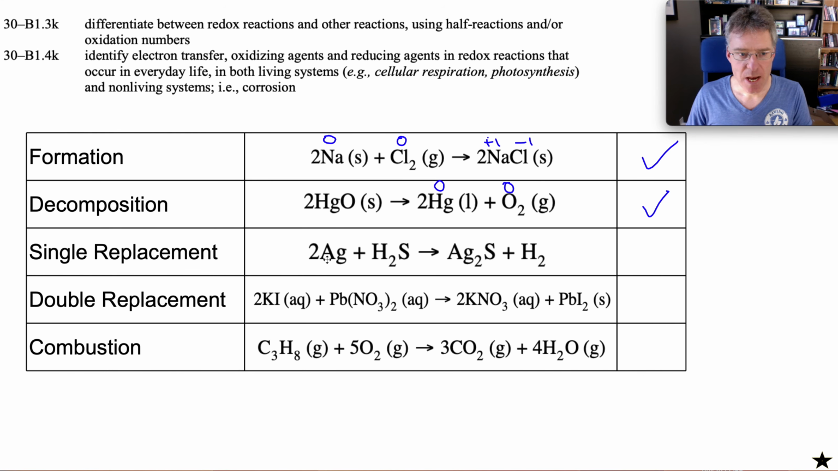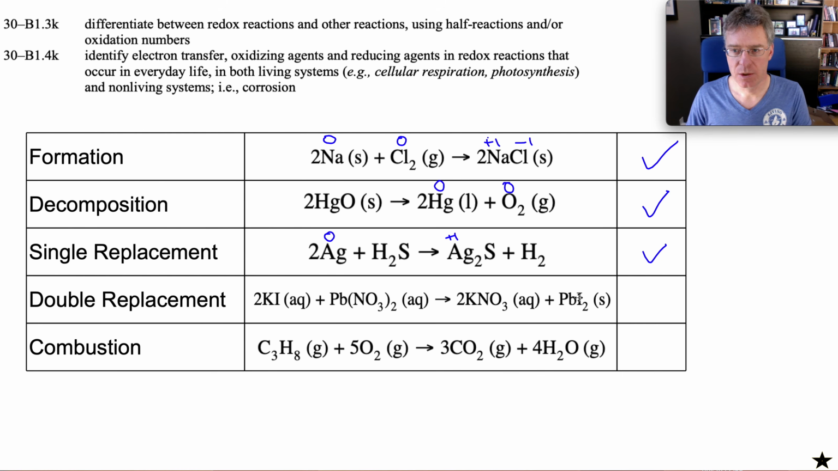You have the same nice pattern with single replacement. In single replacement, you have to have one thing at the beginning that is in its elemental form. You can't have two, you have to have one. And that one thing in its elemental form will always turn into an ion. So a +1 oxidation state for the silver at the end. So you're always going to have an oxidation state change in single replacement.